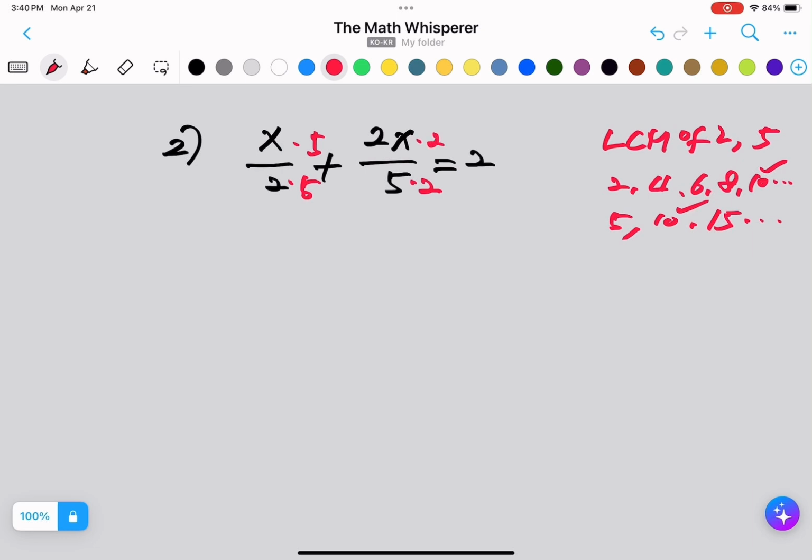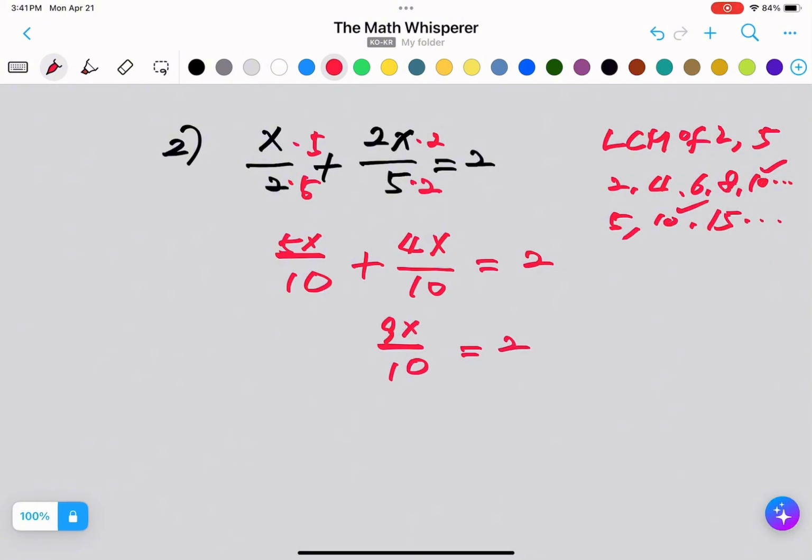So we're going to rewrite 5x over 10 plus 4x over 10 equals 2. We have the same denominator, so you just add the top. 9x over 10 equals 2. 2 is 2 over 1. You cross multiply. 9x equals 20. x equals 20 divided by 9. 20 over 9.